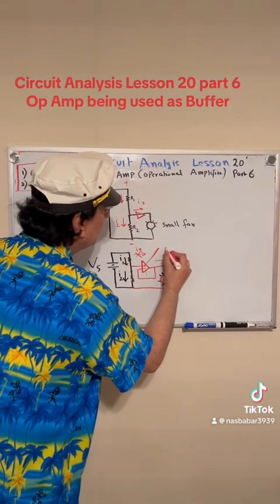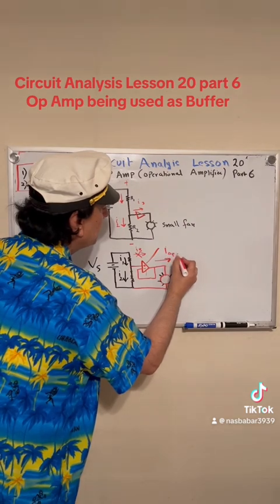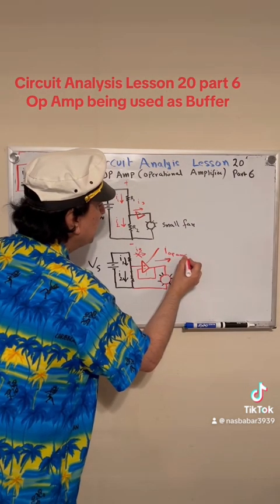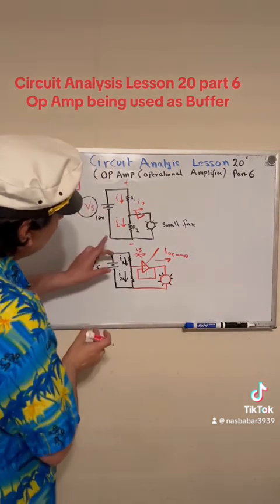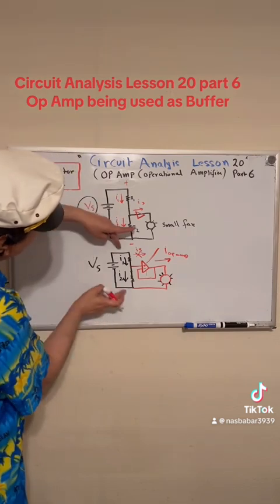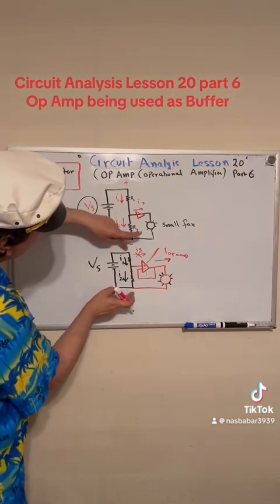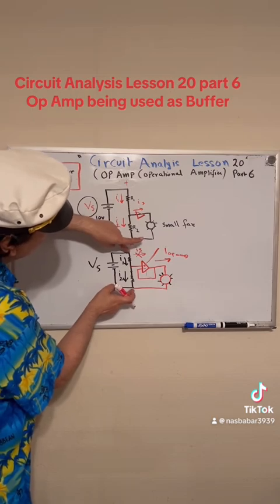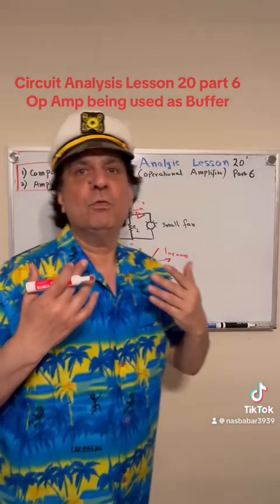the op-amp. And then this fan will keep on running. And then we will have basically the same voltage drop, whatever we have as VS, across these two resistors, and that is what we wanted to do.